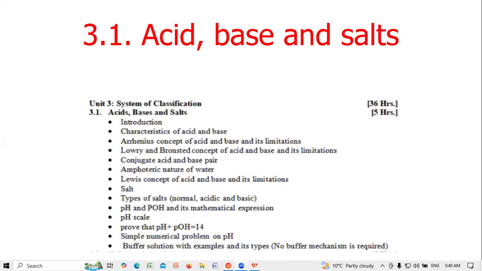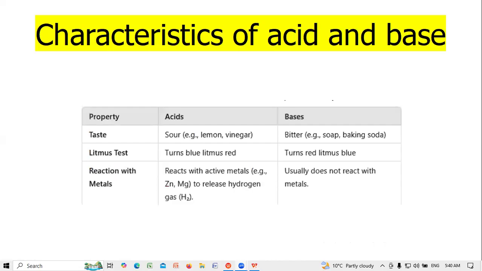Unit 3, System of Classification. Unit 3.1, Acid, Base, and Salts. This is the curriculum of acid, base, and salt. Characteristics of acid, base, and salt.